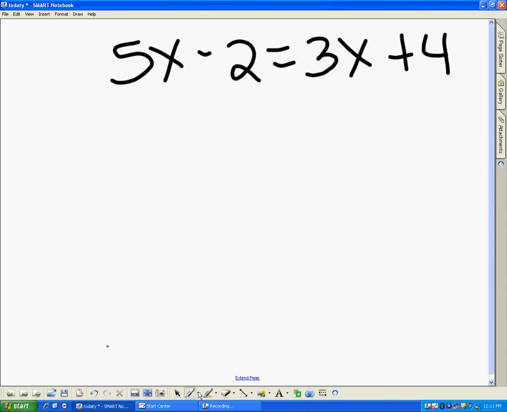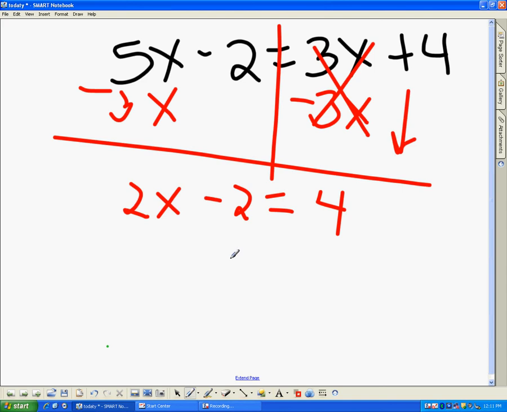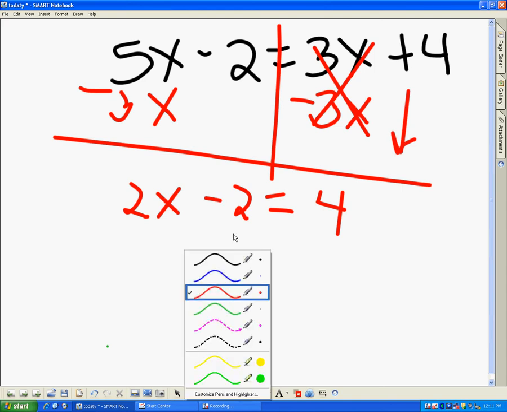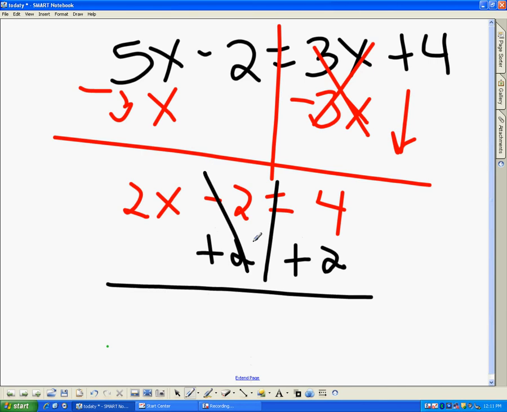Alright, here, if we have 5x minus 2 is equal to 3x plus 4, again, it doesn't really matter where we start, but a good rule of thumb is to start with the smaller. So I'm going to subtract 3x from both sides, and that leaves me with 2x minus 2 is equal to 4, because all of this cancels out, leaving me with a 4 on the right. So now I want to isolate the variable, so I'm going to get rid of this minus 2 by adding 2. And whatever I do to the left, I have to do to the right. These cancel out, leaving me with 2x is equal to 6.